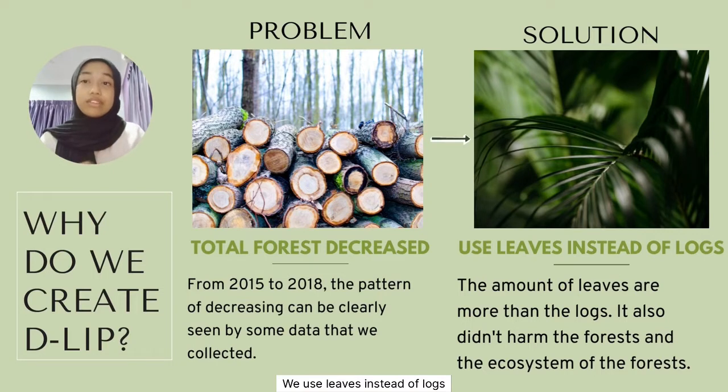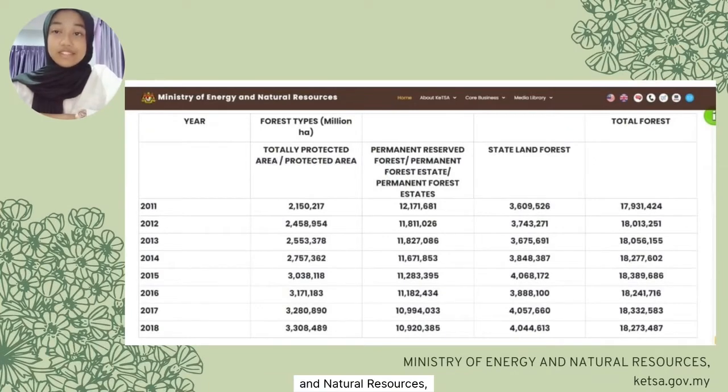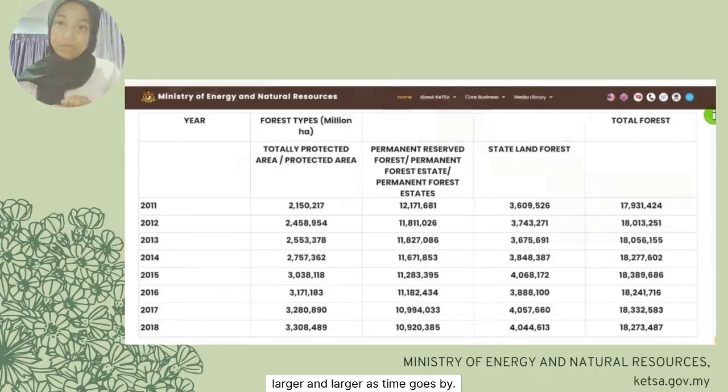We use leaf instead of logs because we don't want to use logs as it requires cutting down the trees. And lastly, harming the ecosystem itself. According to the Ministry of Energy and Natural Resources, we compared between 2015 and 2018, and we found that the total decrease of forest is about 116,199 hectares, which is a lot. If we still keep going on like this, the extinction of forests becomes larger and larger as time goes by.